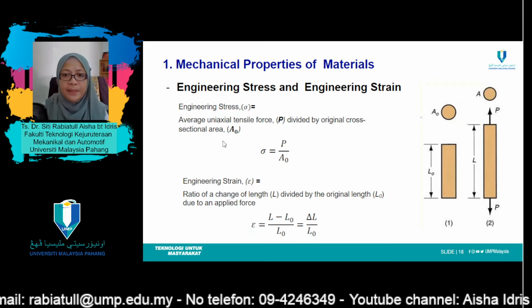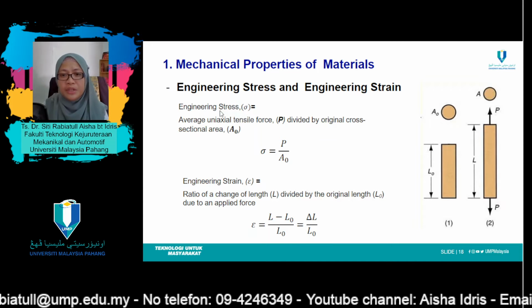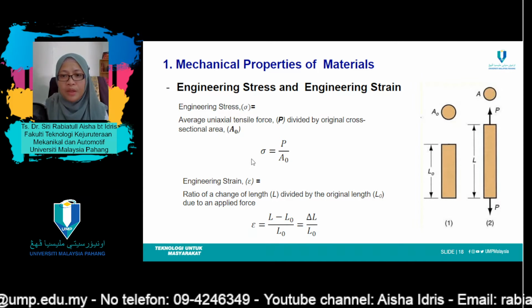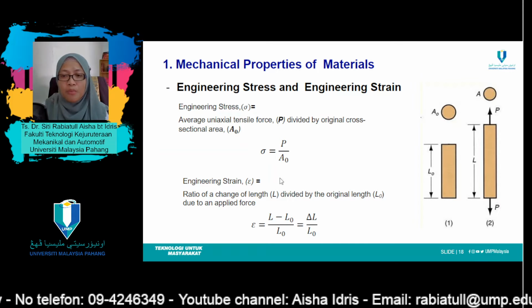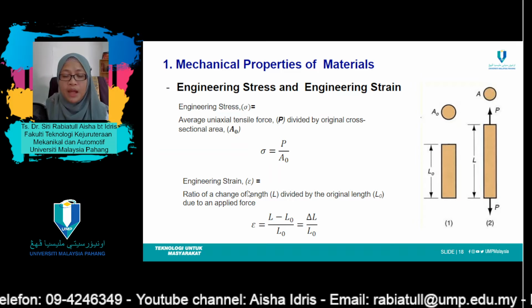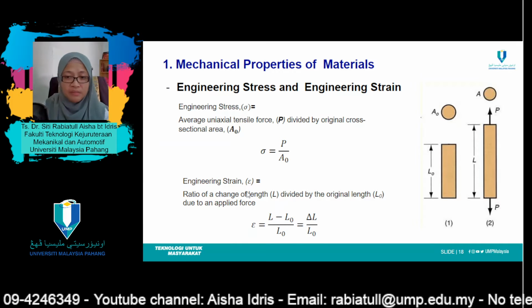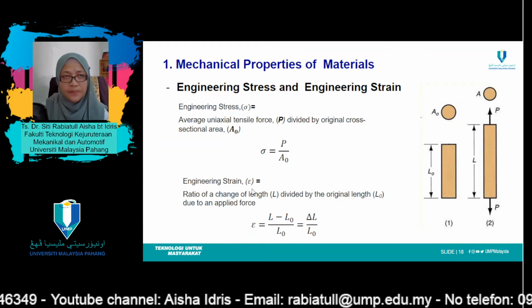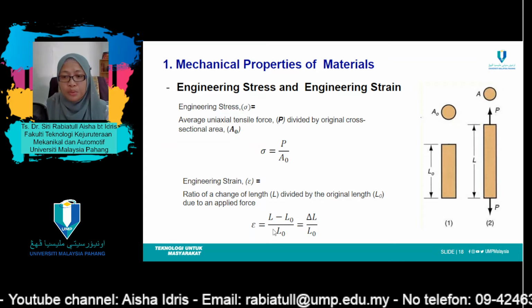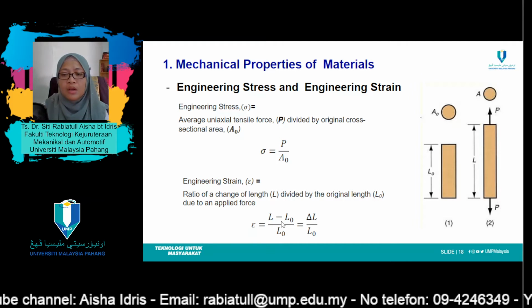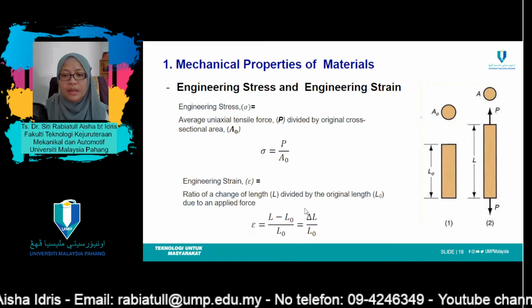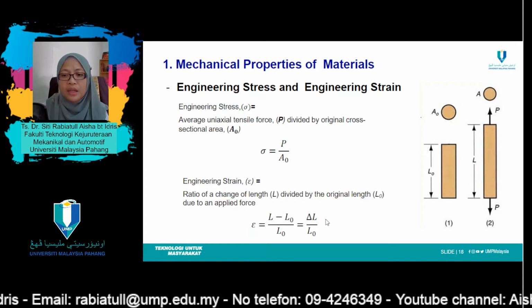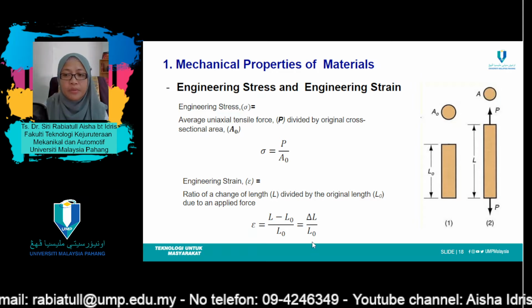So again, in engineering stress, there are tensile stress and shear stress, and the formula is P over A. Other than that, the engineering strain, known as epsilon, equals L minus L naught divided by L naught, or the difference in length divided by its original length.